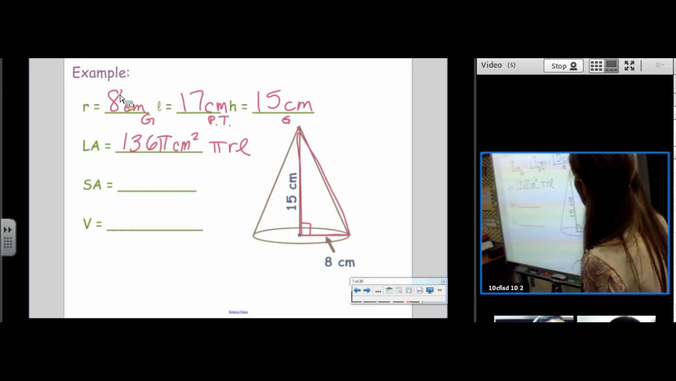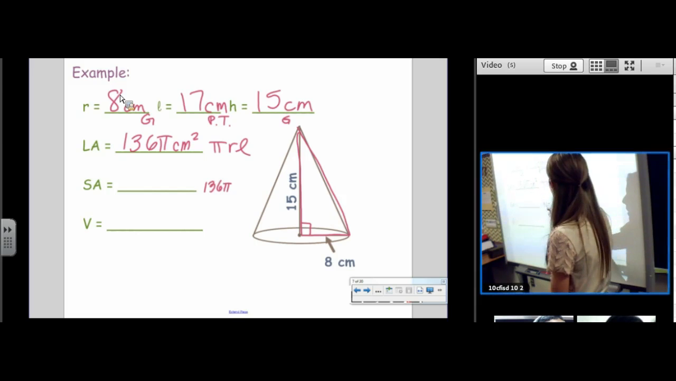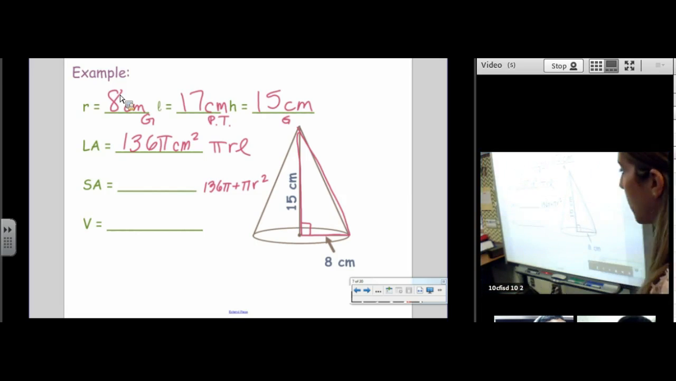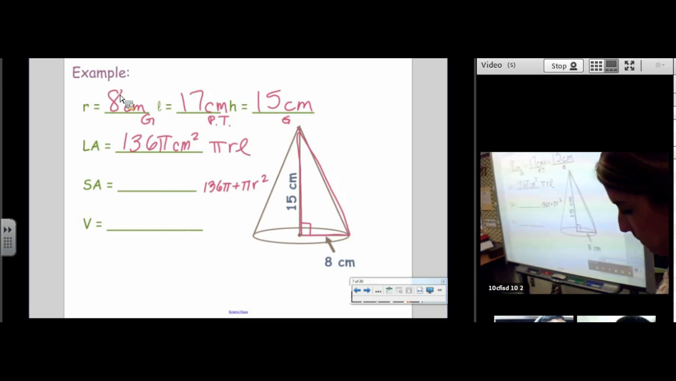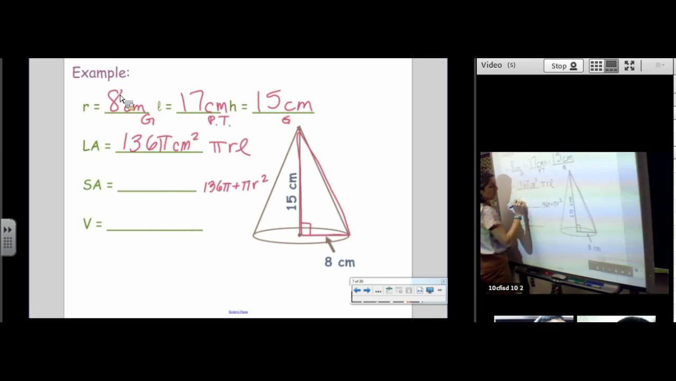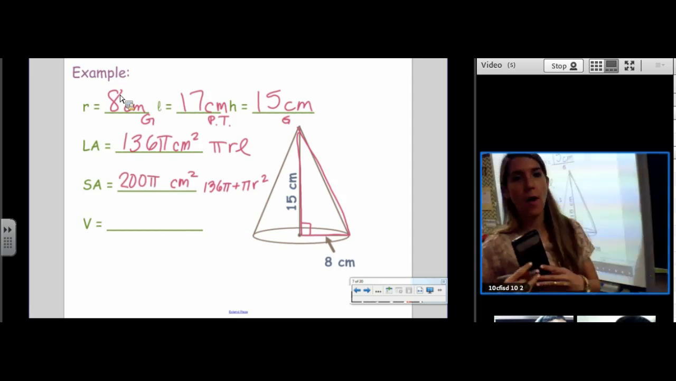Okay, total surface area. So we take what we already found, don't find it again, plus pi r squared. So it's the LA plus pi r squared, which is the area of the circle. So 136 plus 8 squared. 200 pi centimeters squared. And then the volume.